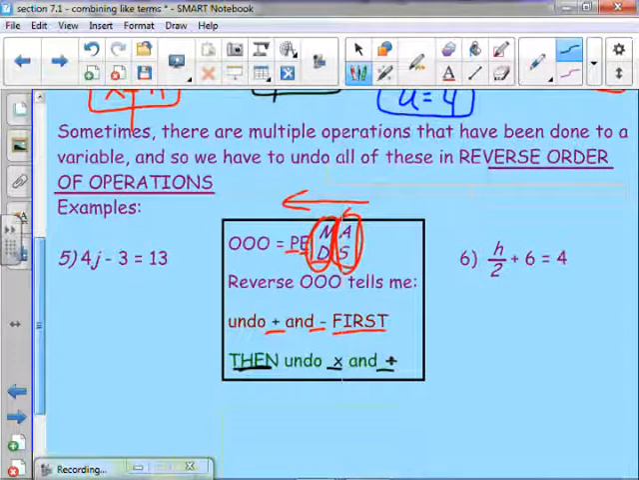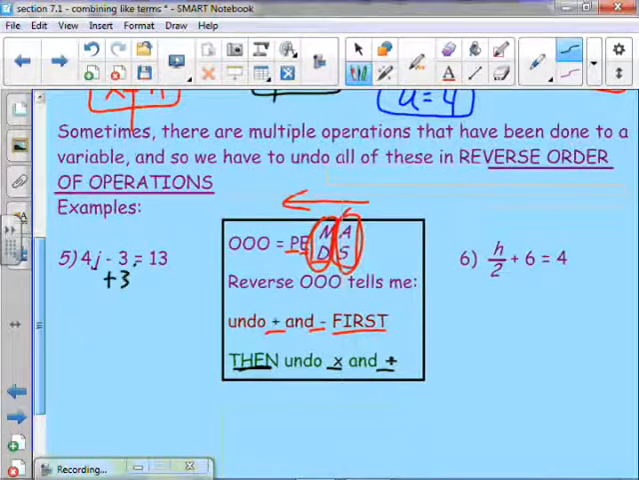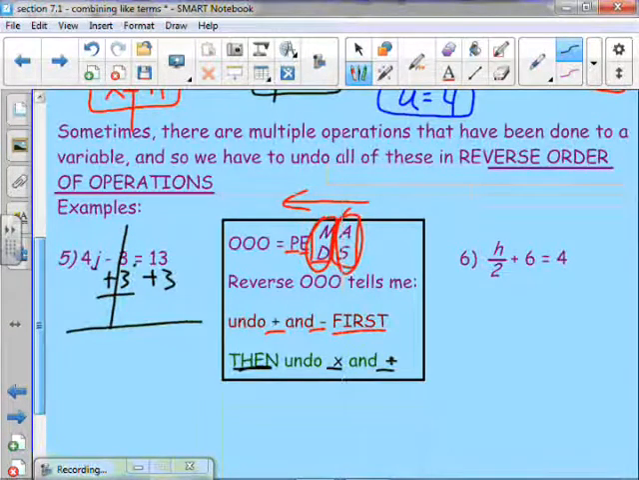So I've given you 2 examples here as well. First thing I'm going to do, remember, undo addition and subtraction first. I want j by itself, so I need to undo this minus 3 at some point. I'll do it first, so I add 3 to both sides. I get negative 3 plus 3 gives me 0, and I will rewrite my equation. On the left-hand side, I have 4j is left. On the right-hand side, I have 13 plus 3 is 16. Now my new equation is 4j equals 16.